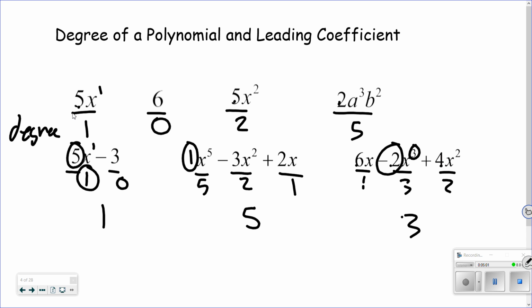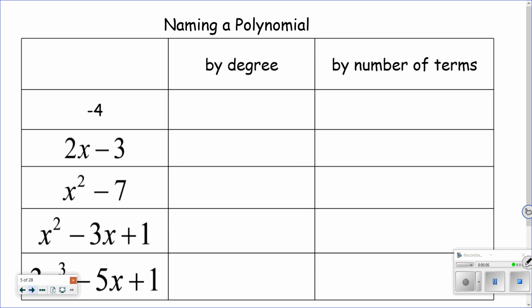Okay, so that's degree and leading coefficient. We can take these polynomials and name them, and there's two ways to name them. We can name them by their degree or by the number of terms. So I'm going to go through this vocabulary. I would just watch, and then when I'm done, you can pause it and write all of these different terms down.